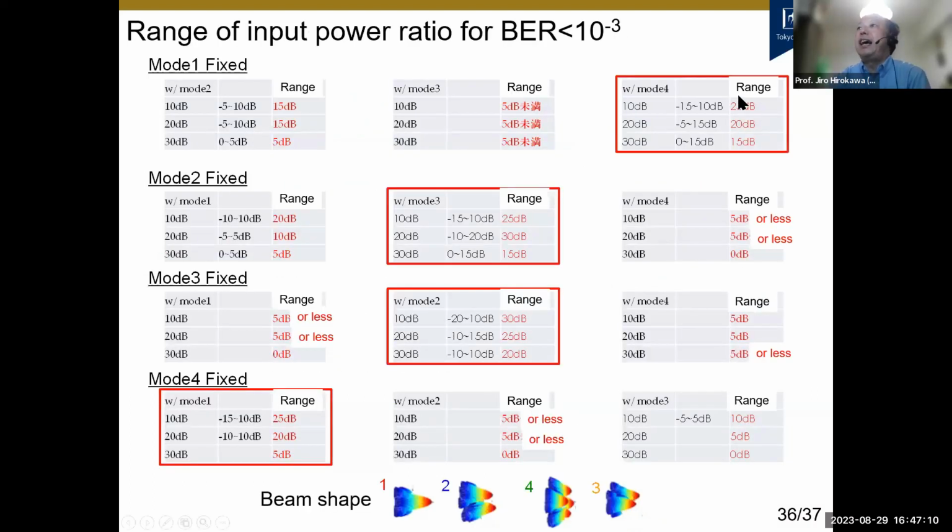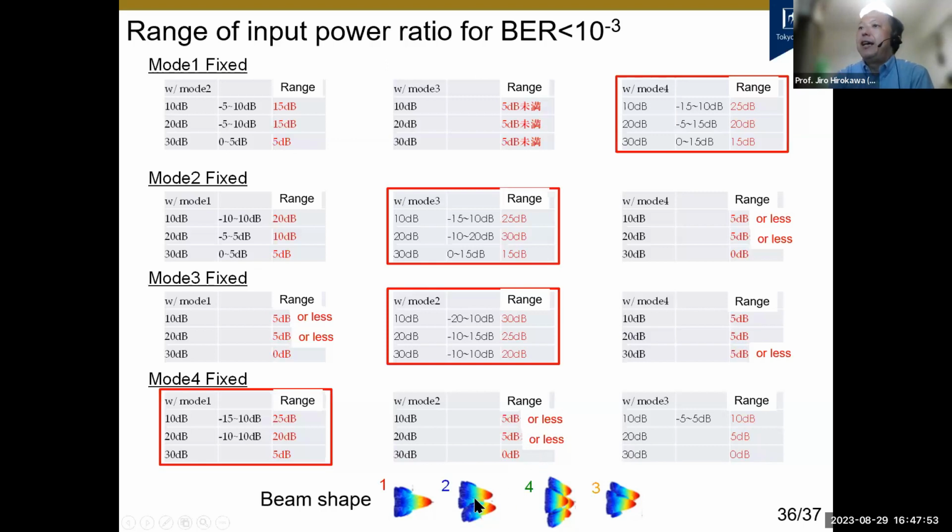And this table summarizes the results. This table shows the range of the input power ratio for BER less than 0.001. As I said before, we have a good combination of modes. Mode 1 and mode 4 is one good combination, right top here and left top here. In this case, we can have a wider range of the input power ratio.